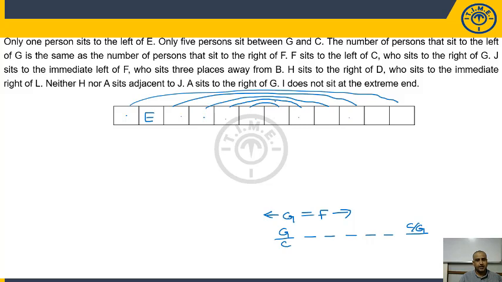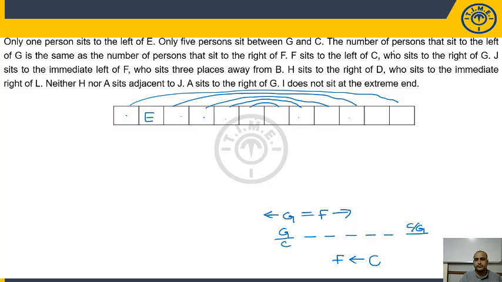Next. And among these two, G and F, who is on the left side and who is on the right side, that is also we don't know. Let's move further. Next. F sits to the left of C. Okay, this F is left side of C. F is left of C.